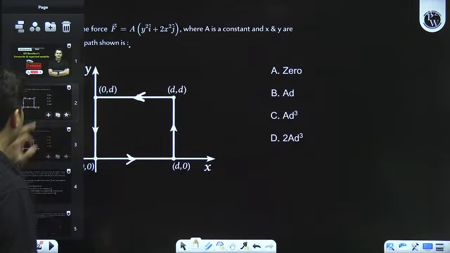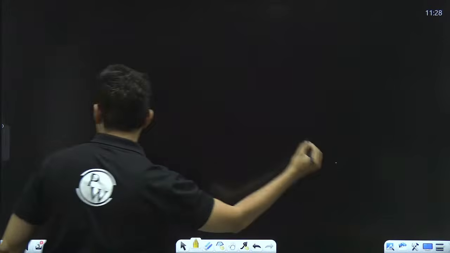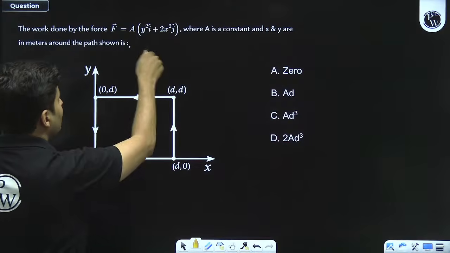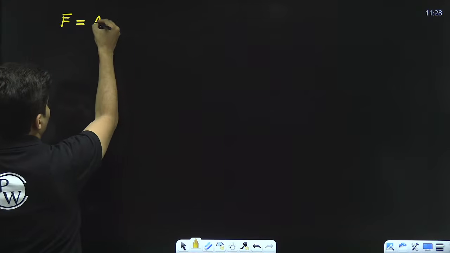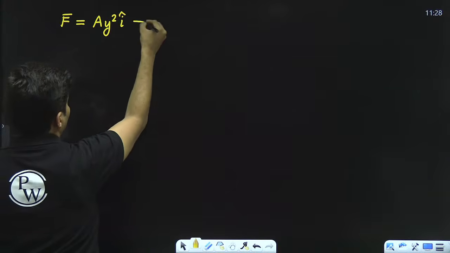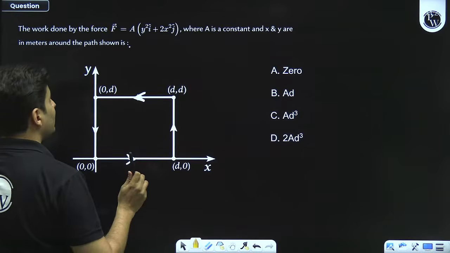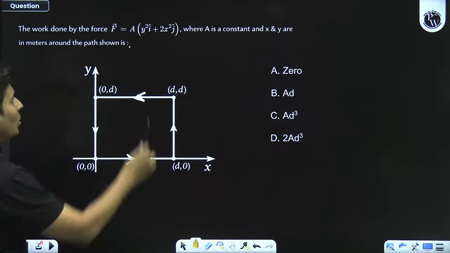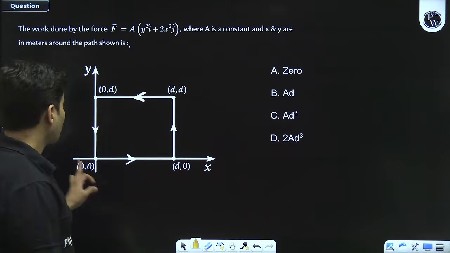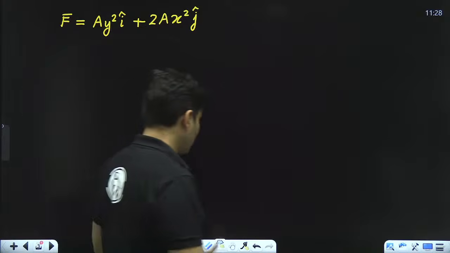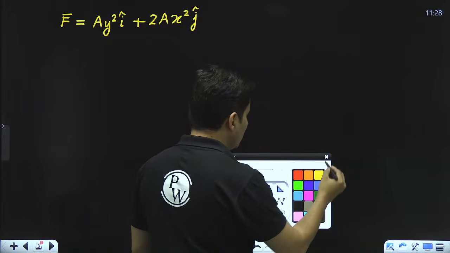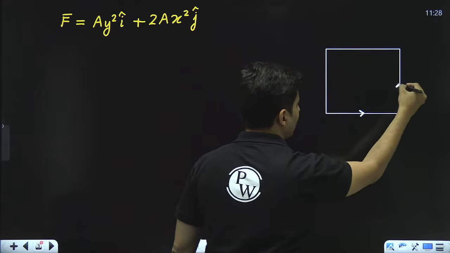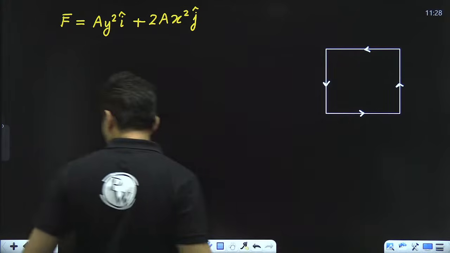Okay. So how do we exactly do this? First of all, let me write down the force over here. The force which we have is A y square i cap plus 2A x square j cap. I'm going to go around like this once. I'll just show a square randomly over here. I'll just show the direction in which I'm going to go. That's all. Okay, now let's start.